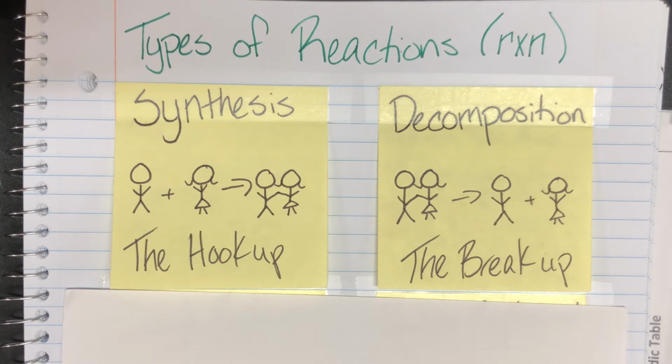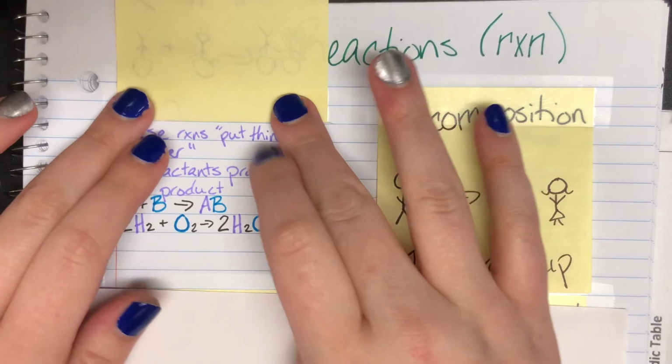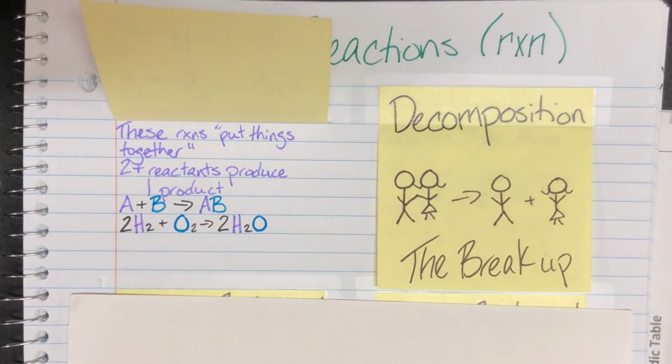So here we have an example with a relationship. We have a male and a female coming together to form one single couple. And as a nickname for this type of reaction, I like to call it the hookup, because we are bringing things together and forcing them to become one. So again, these reactions are going to be putting things together. I'm going to have two or more reactants, and they're going to produce a single product.